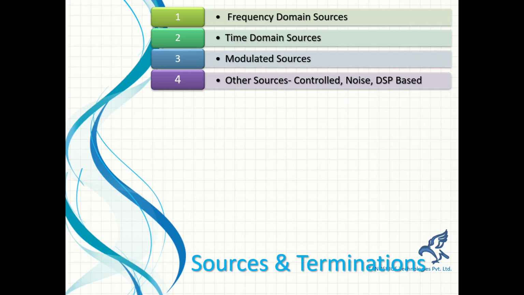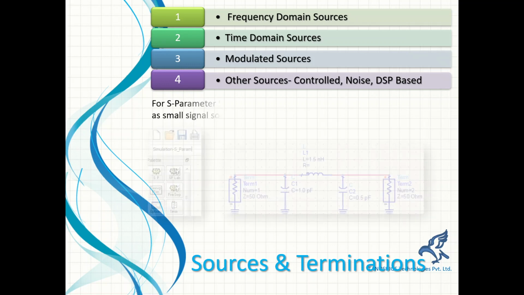Then there are time domain sources. Then there are modulated sources. For example, if you want to put in a source of, let's say, a Wi-Fi signal, you should be able to use modulated sources. Then there are other sources like control sources, which are basically used for modeling. You'll be able to put in a noise source. You can put a source which comes from another bench in Ptolemy, like a DSP signal, right? So you'll be able to do DSP based sources.